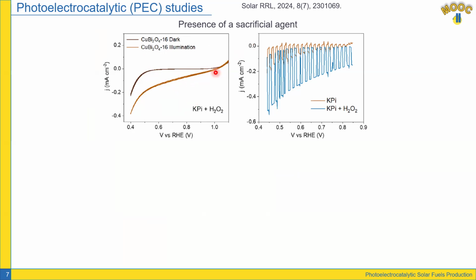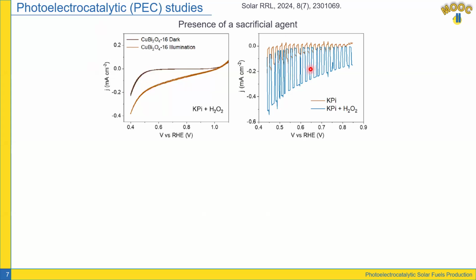Here we have 3 cycles, under dark and under light, and we can see that all the cycles have the same shape. We don't have hysteresis, and we are not losing any current. So basically, we can see that our material is being stable in the presence of these solutions. And this difference is also the photocurrent density.